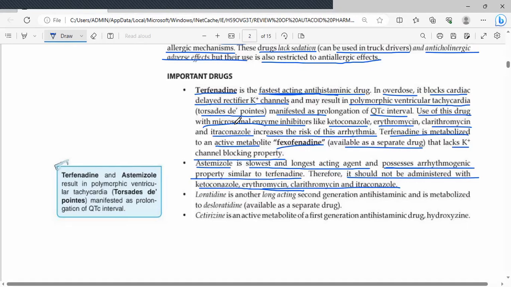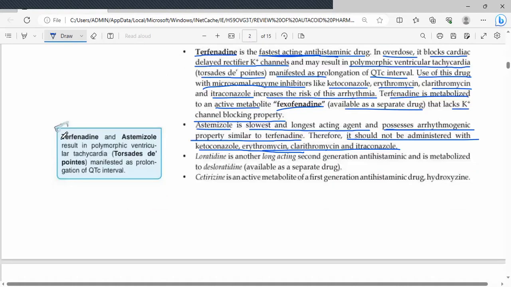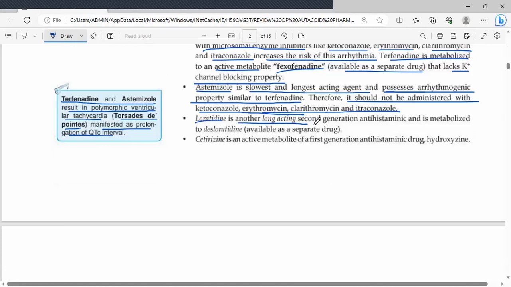So any microsomal enzyme inhibitor is likely to cause an overdose. So read this: terfenadine and astemizole result in polymorphic ventricular tachycardia, torsades de pointes, which is manifested as a prolonged QT interval on your EKG. Now, loratadine is another long-acting second-generation antihistaminic and is usually metabolized to desloratadine. Desloratadine is the active metabolite of loratadine, and desloratadine is available as a separate drug.